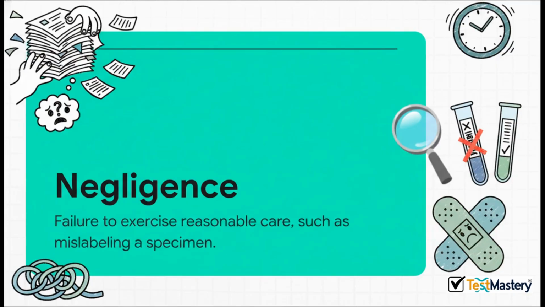Okay, so let's shift gears a bit and talk about unintentional errors. Negligence is what happens when you fail to provide what's called the standard of care. You know, what any other reasonable phlebotomist would do. Mislabeling a specimen is a classic example. You didn't mean to do it, but that mistake fell below the professional standard everyone expects.